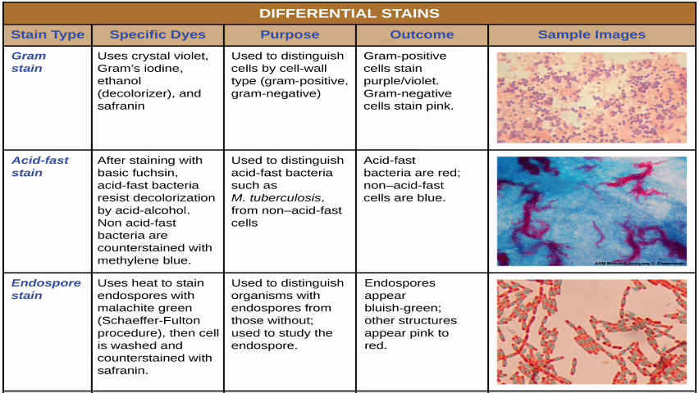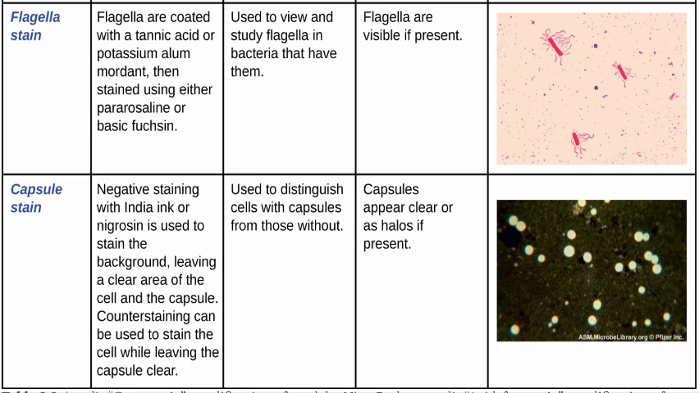Now, lastly is your flagella and capsule stain. Now, for your flagella, usually other methods po on the flagellar stain use tannic acid or potassium alum because this serves as the mordant, it coats the flagella, thereby allowing po the attachment of the dye that you will employ to the flagella itself. Now, the flagella usually are visible if present. So, as you can see here in this picture, those string-like appendages in your bacteria are the flagella.